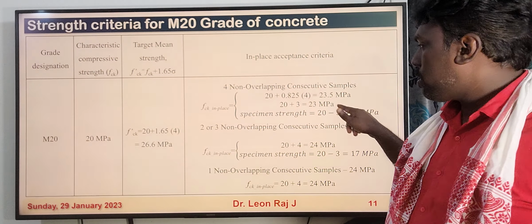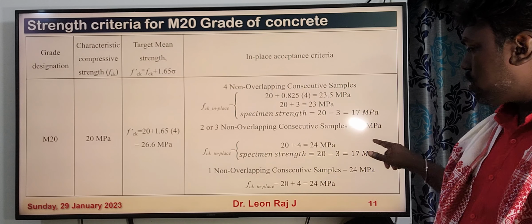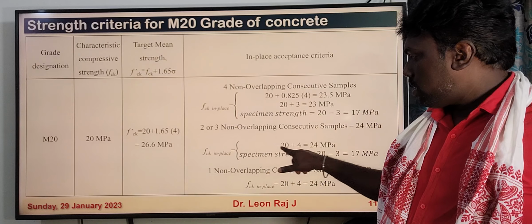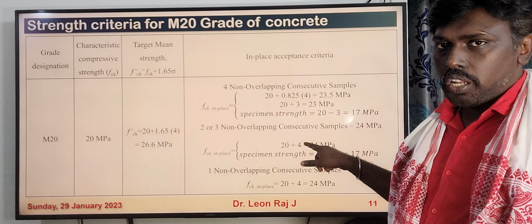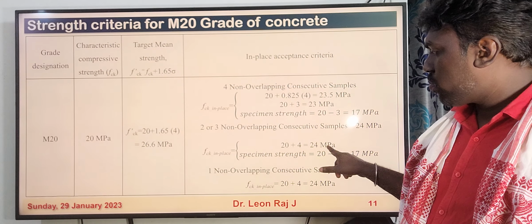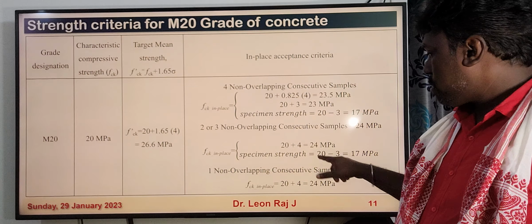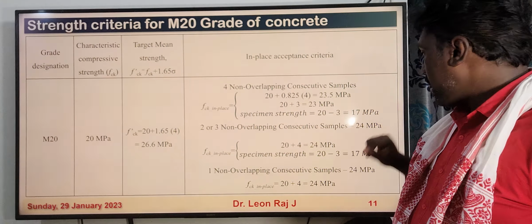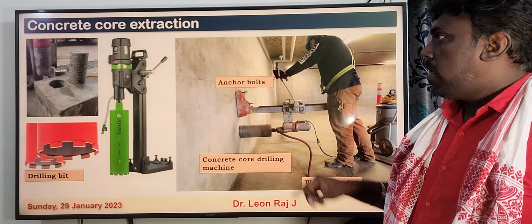For 2 or 3 non-overlapping consecutive samples, the acceptance criteria is 24 MPa. Here 20 plus 4, FCK plus 4, is equal to 24 MPa. The individual specimen strength shall be FCK minus 2, that is equal to 18 MPa. For one non-overlapping consecutive sample, the acceptance criteria is FCK plus 4, that is equal to 24 MPa.